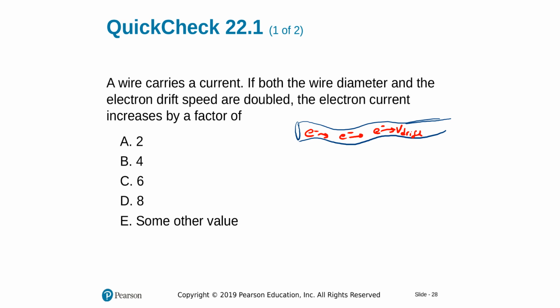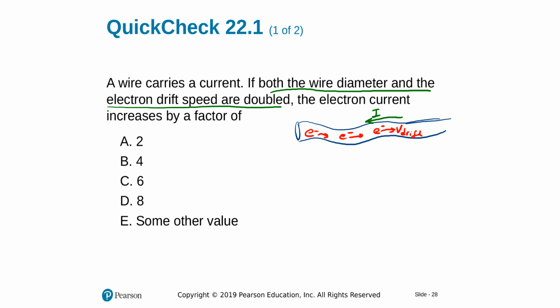Now, they generate a current. Again, we take the direction of the current to be opposite to the direction of electrons. So overall, we'll have a current in this direction. If both the wire diameter and the electron drift speed are doubled.